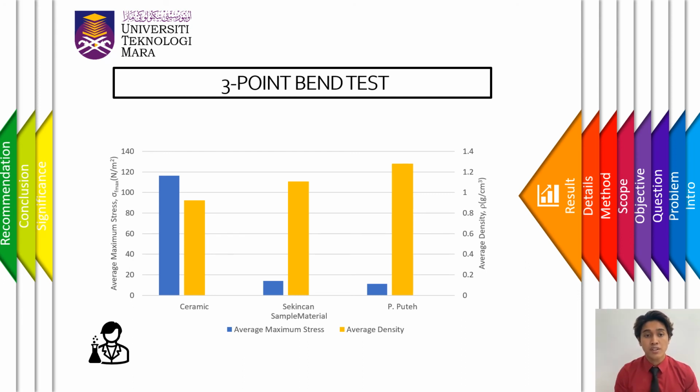From the graph, it indicates that ceramic has the lowest average density but the highest average maximum stress. For the RHA Pasir Putih sample, it has the greatest density among all of them but the lowest average maximum stress. Usually, the denser the material, the greater the strength of the material. But this result shows an opposite trend.